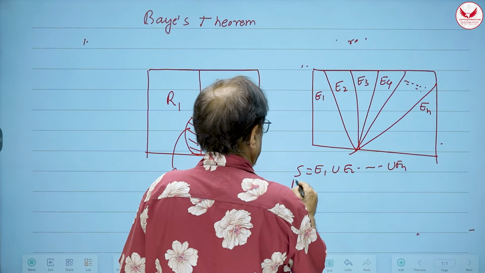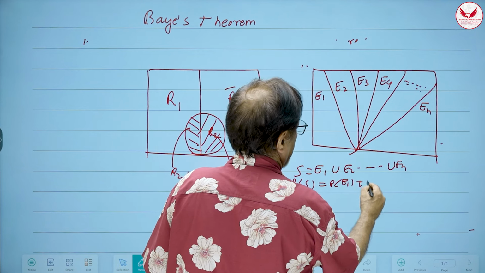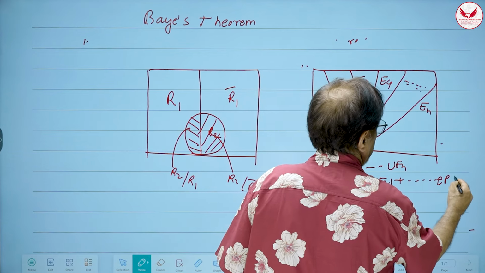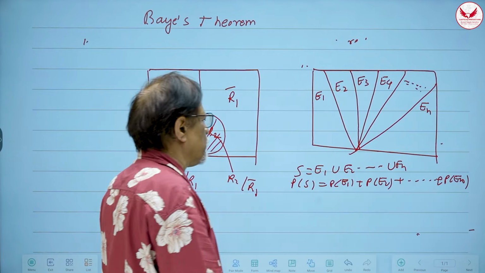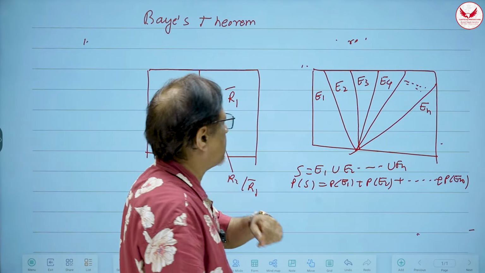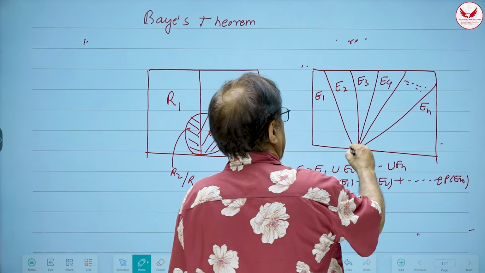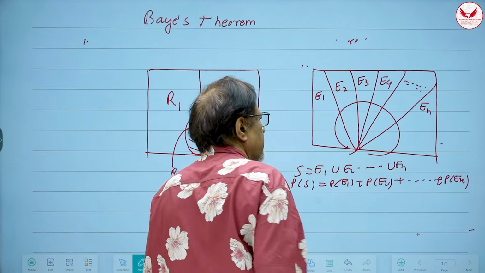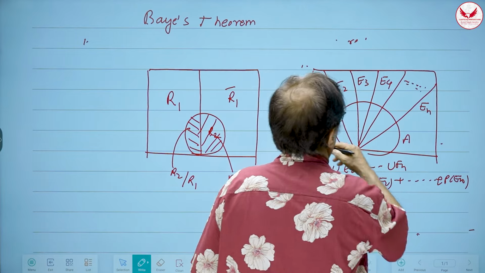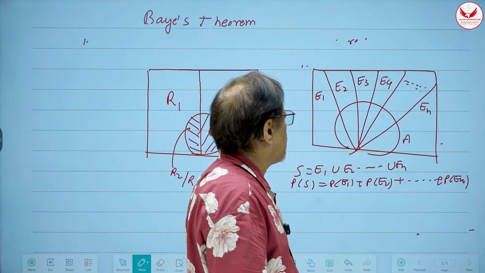Therefore, probability of S is equal to probability of E1 plus probability of E2 plus etc. probability of En. Because these events are mutually exclusive and exhaustive, the entire probability will be reflected here, right? So it is divided into so many events, okay? Now, if I have another event A inside this, because the original sample space is partitioned, naturally A is also partitioned.